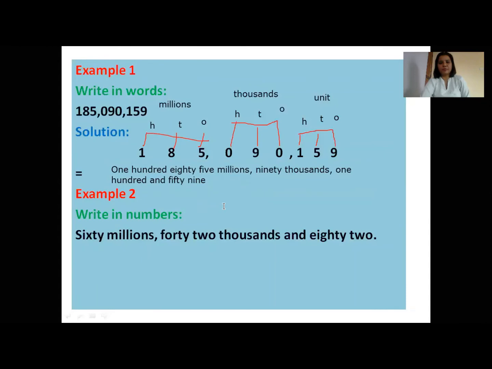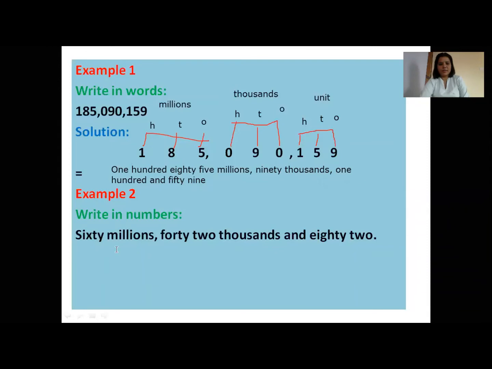So you can notice here there is 0 in the hundreds place, and we have not read this 0 while writing the number in words. So we only write 0 when we need to show a missing place value in the number. So we do not write 0 while reading the numbers.